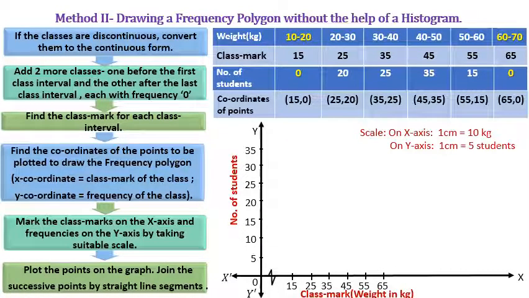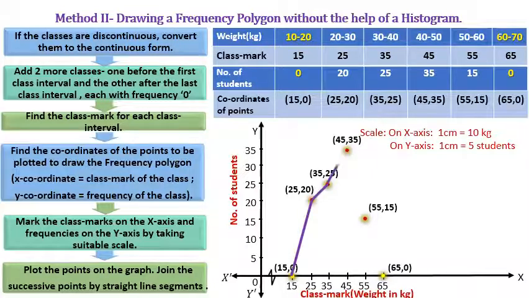Plot the points on the graph. The points shown in the table are plotted on the graph. Note that the first and the last point corresponding to 0 frequency will lie on the x-axis. Now we join the successive points by straight line segments. The frequency polygon is drawn.